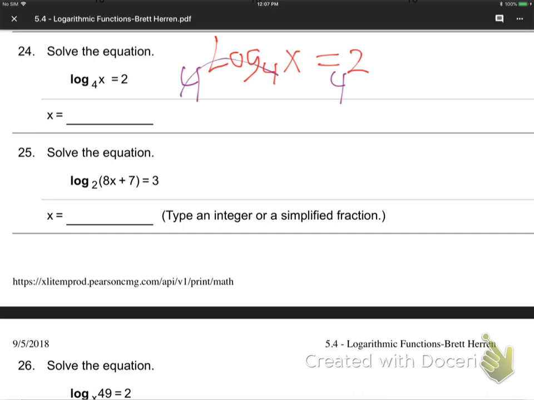And these will cancel, huh? Is that making sense? So these are just inverses of each other. You got a log, you want to get rid of it, you do an exponent. You got an exponent, you want to get rid of it, do log. X equals 4 squared, which is 16.